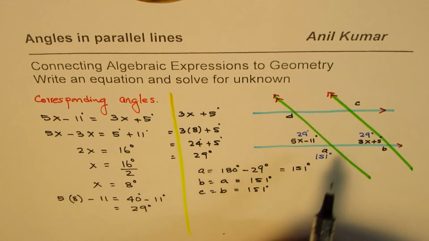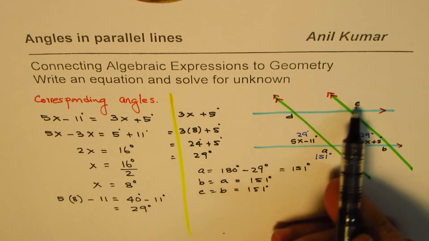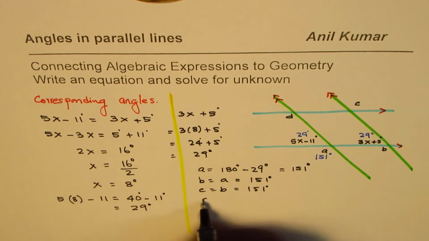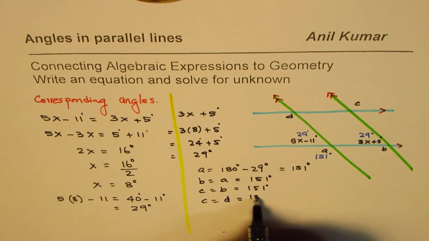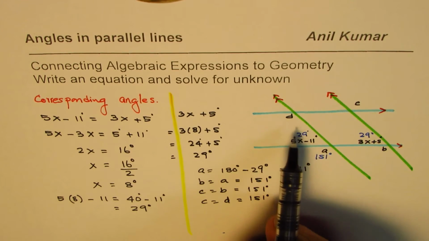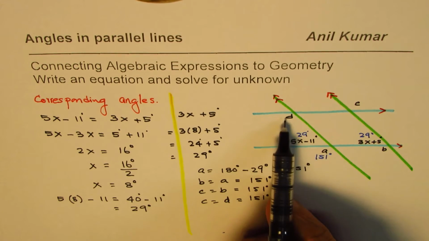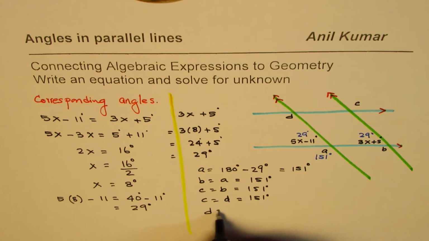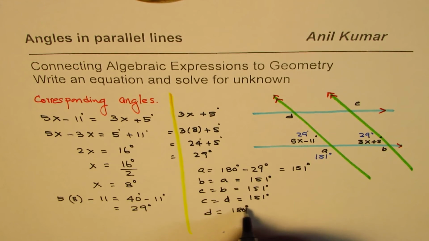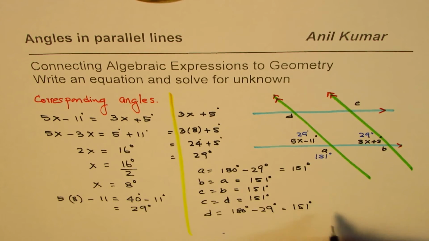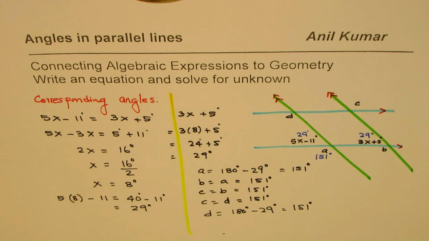As far as D is concerned, you can find this as an alternate angle. C and D are alternate angles. C equals D. So that should also be 151 degrees. You could also calculate D by using the property for interior angles. Sum of interior angles is 180. You could find D also by using 180 degrees minus 29, which will also give you 151 degrees. So either way you calculate, you can find all the angles in this particular case, right? So that is how you can actually solve such a question.